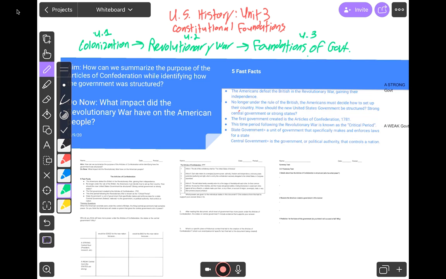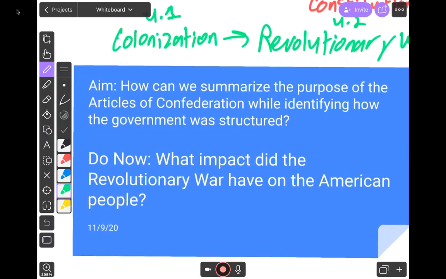But remember, as we've talked about before, we can't keep these units in a box, right? They are all connected. This is a story we are telling. Okay, so that's a quick little reminder of how this story connects. To get us started today, we have aim and do now.